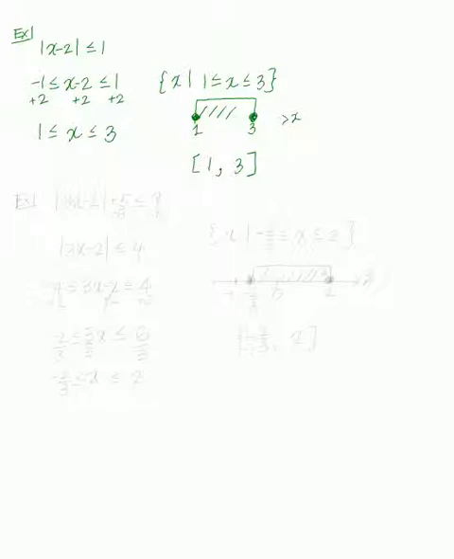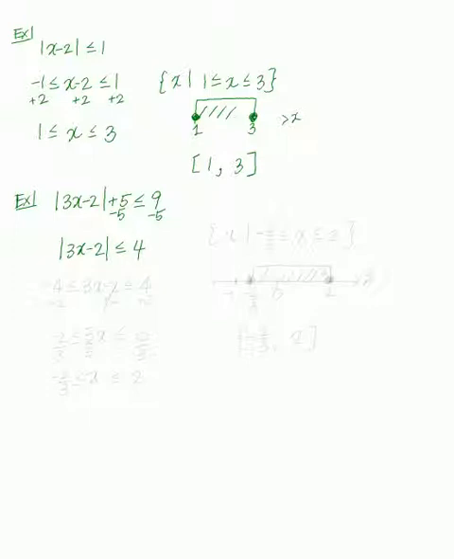One more example of this type. Absolute value of 3x minus 2 plus 5 is less than or equal to 9. Now the rule says I have to have the absolute value by itself. So I'm going to go ahead and subtract a 5 from both sides. Absolute value of 3x minus 2 is less than or equal to 4.